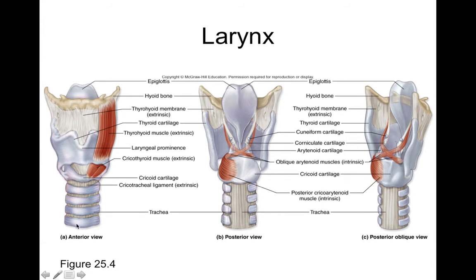Now, they're incomplete, and they're connected by some annular ligaments. But if you look at the posterior part of the trachea, you see that they don't connect. This is why they're kind of in a C shape. And the muscle you'd find back here is called trachealis muscle.